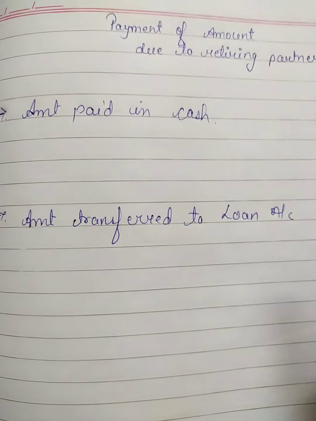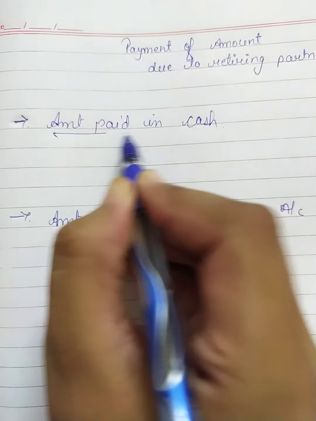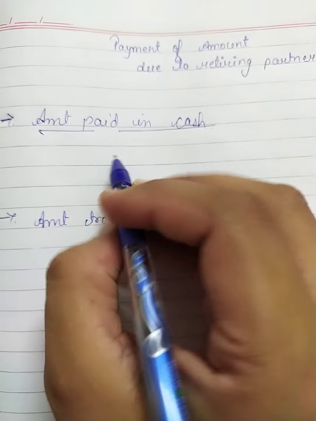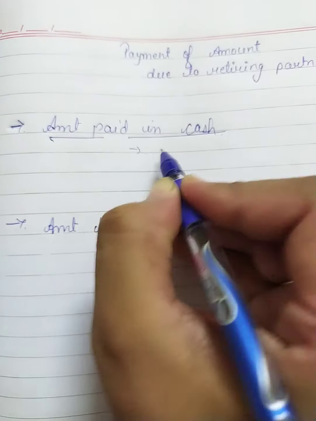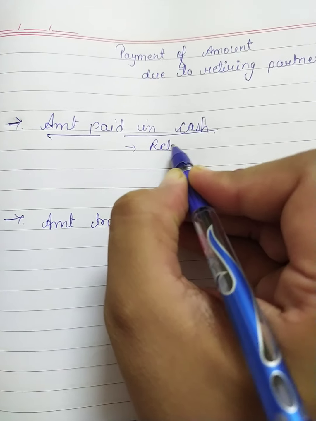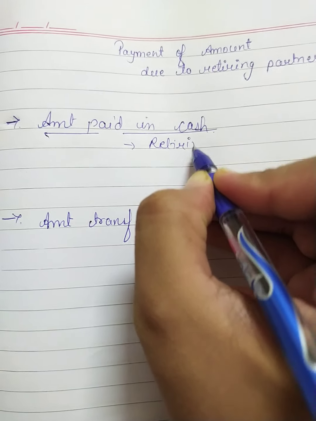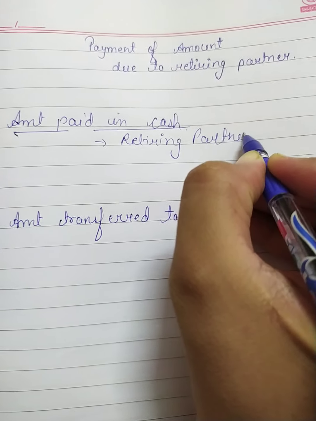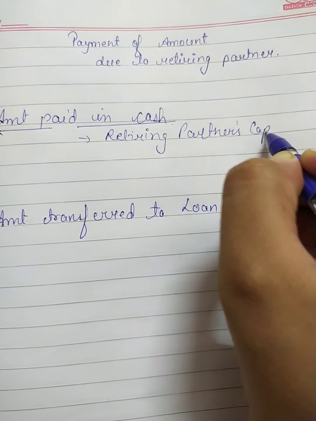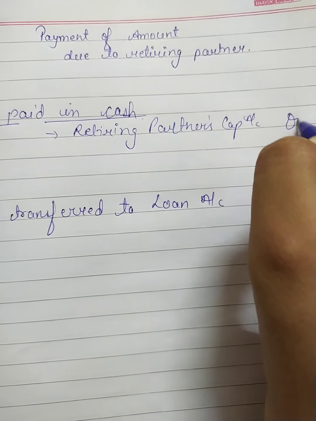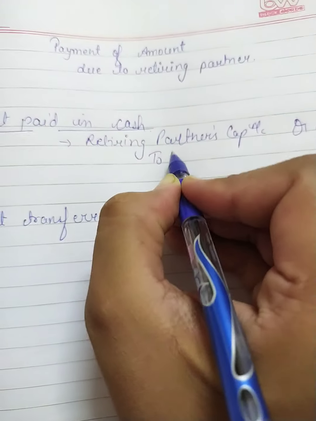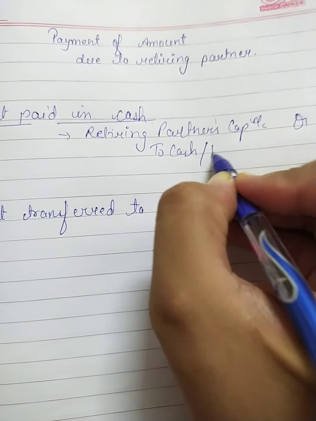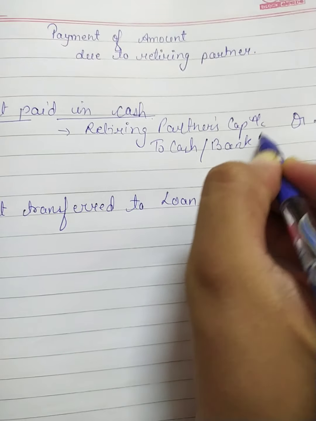Okay. So if the amount we have paid in cash, then the entry will be retiring partner's capital account debit to cash or bank account.